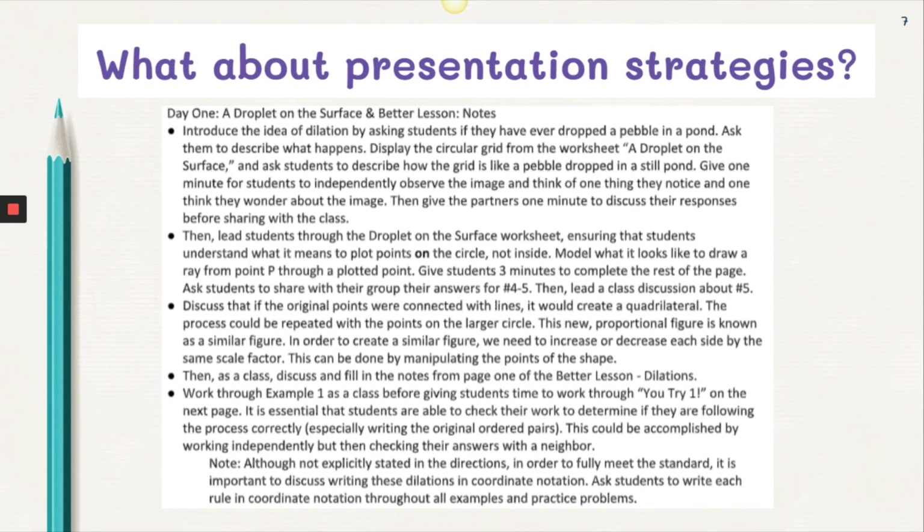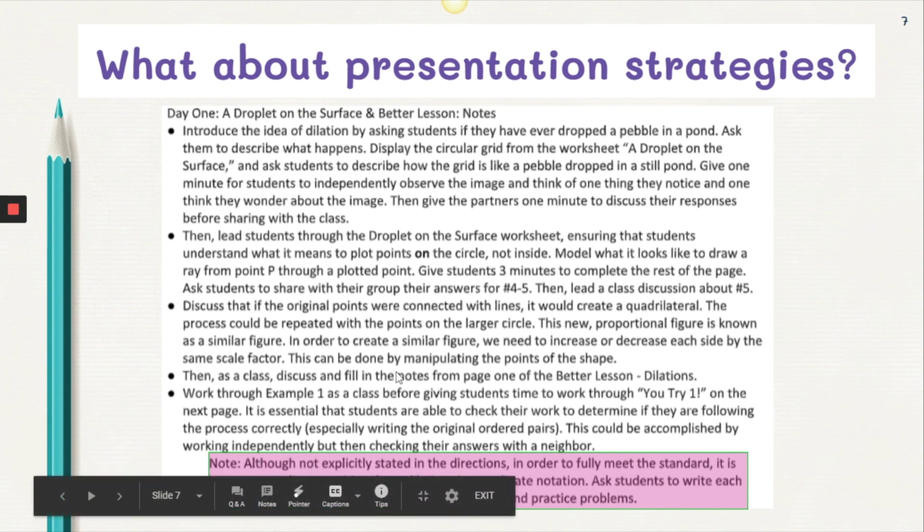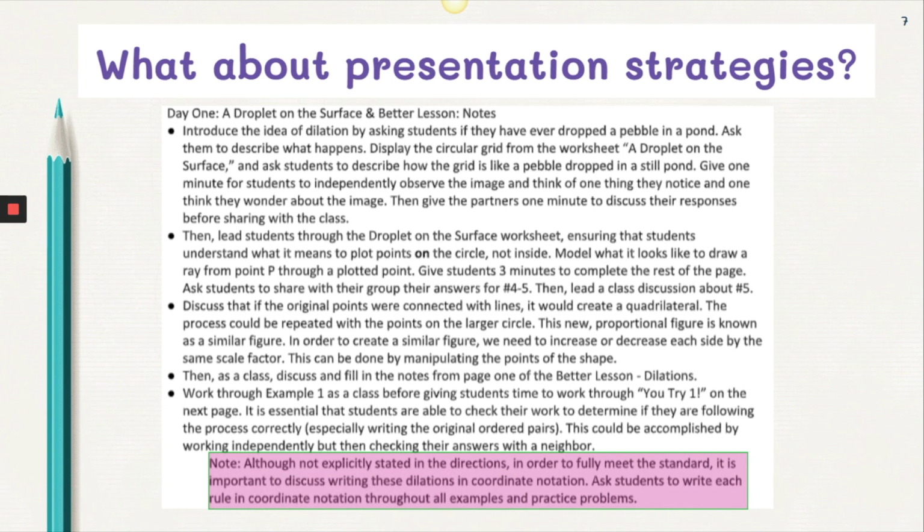Okay, what about presentation strategies? The one thing I want to emphasize from this, it's at the bottom, and although not explicitly stated in the directions, in order to fully meet the standard, it is important to discuss writing these dilations in coordinate notation. Ask students to write each rule in coordinate notation throughout all examples and practice problems. And we will talk about that here shortly.